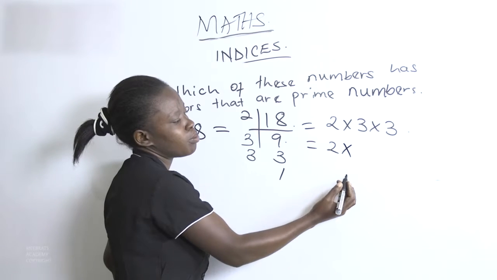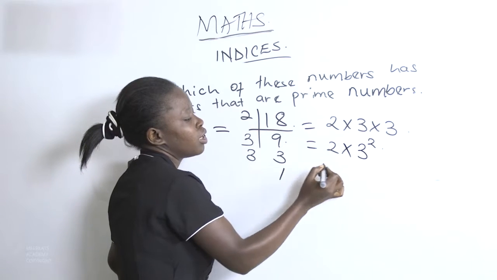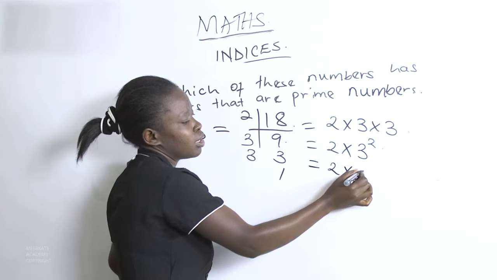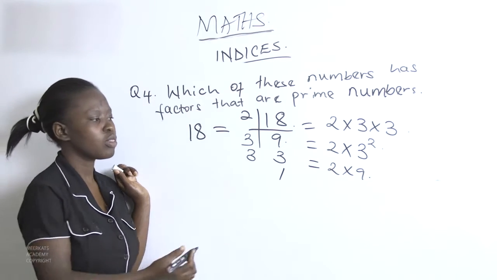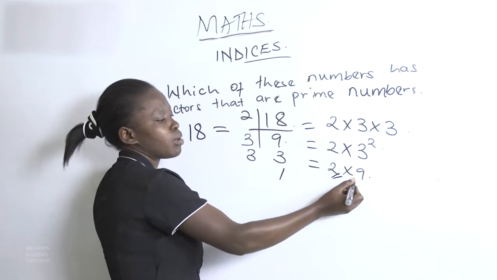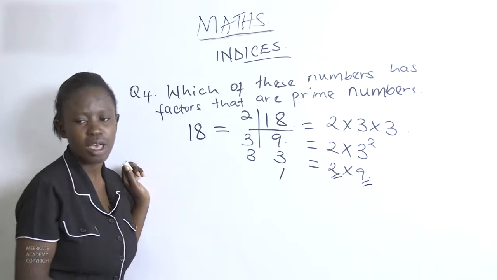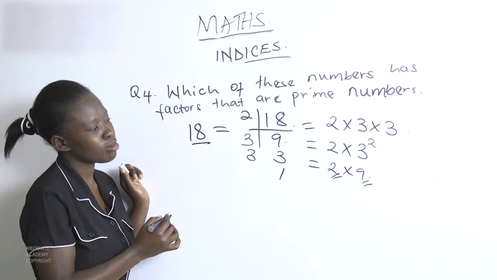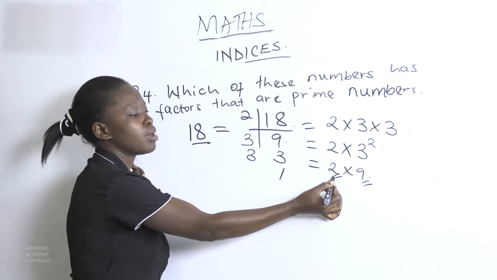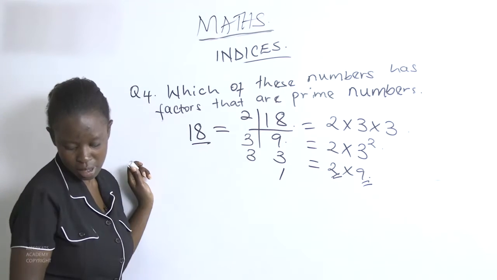If I write 3 in power form, then I have 3 squared. 3 squared will give me 9. So 18 is simply 2 times 9. In this case, 2 is a prime number, but 9 is not a prime number. So it means 18 is a number that is made up of one prime number and a composite number.